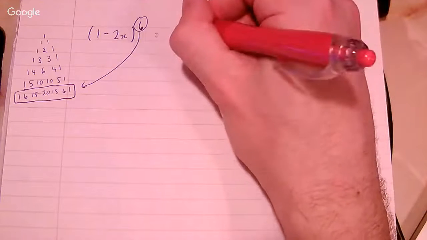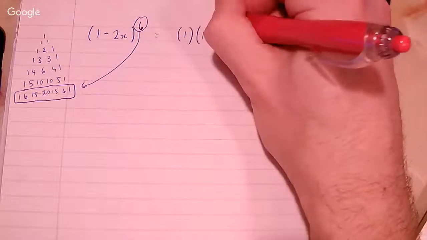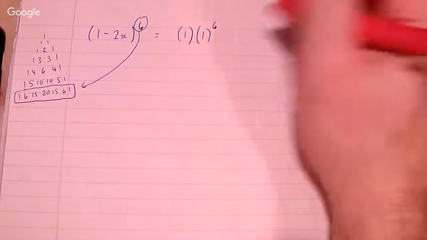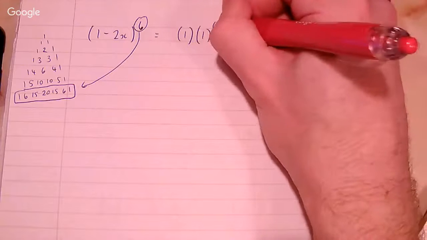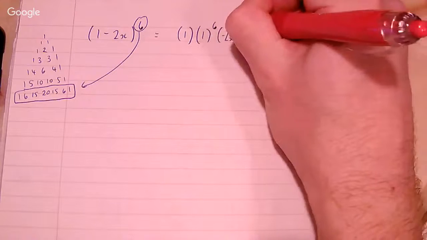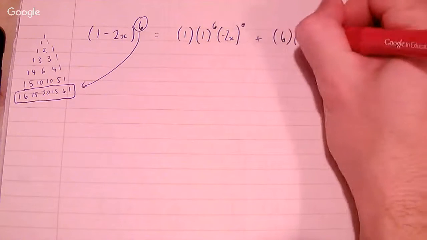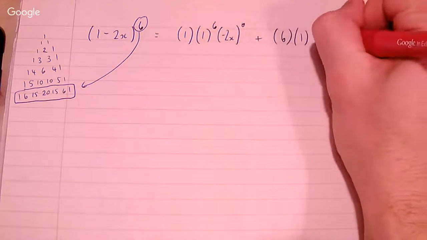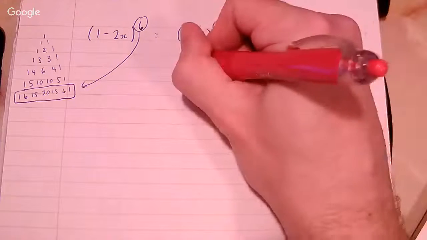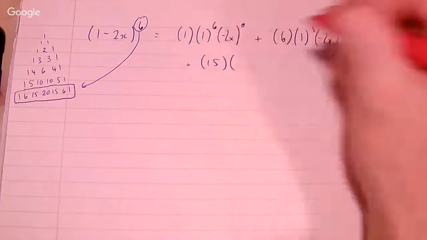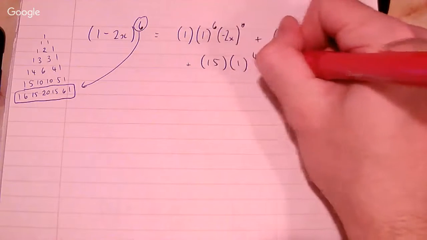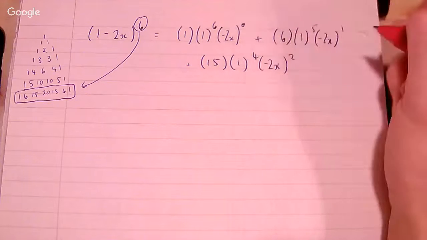So I always look for the second number being 6. Okay, so I already know my coefficients now. That is going to be 1, and then that will be 1 because it's the first thing to the power 6, but 1 to any power is always 1. And then it will be minus 2x to the power 0. Then it will be plus 6, and then 1 to the power 5, and then minus 2x to the power of 1. And then it will be 15, and then it will be 1 to the power 4, and then it will be minus 2x to the power of 2.